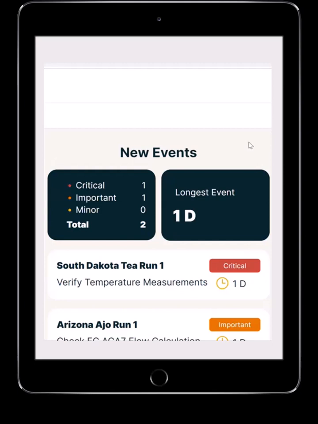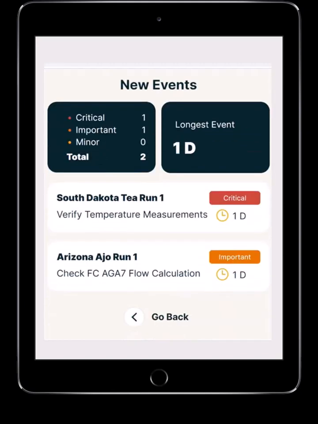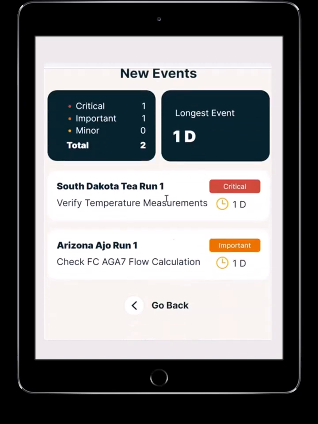I'm going about my business as a measurement technician. The first thing I want to do is look at my alerts. They're the most critical. The second thing I want to do is look at my new events. As I look at my new events, the first event is a check the flow computer AGA7 flow calculation.